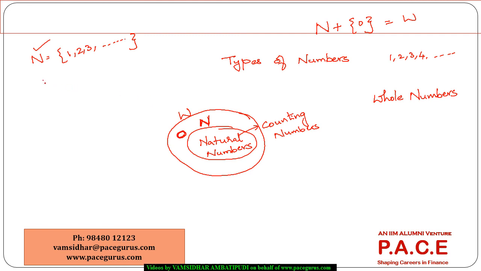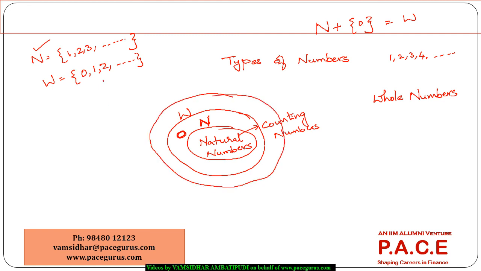So if I have to represent whole numbers in a set notation, 0, comma 1, comma 2, comma dot dot dot. So the smallest whole number is 0, whereas the smallest natural number is 1. So that's one more group. Then on top of these whole numbers, we have another group that is represented by a notation called Z. They are called integers.